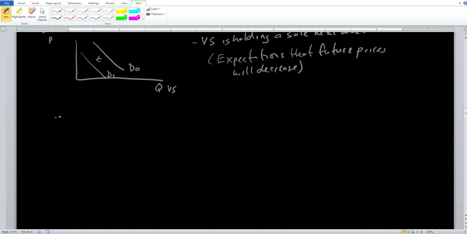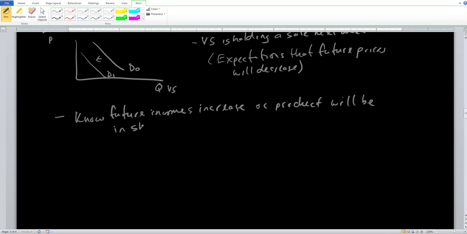So suppose that you know that your future income is going to increase. So you know your future incomes increase or product will be in shortage. And once again, we'll just go ahead and do a general example with this one. We just have price, we have quantity, and we have D0 right here. So suppose now that you know your income is going to increase in the future. What are you going to go ahead and do right now?